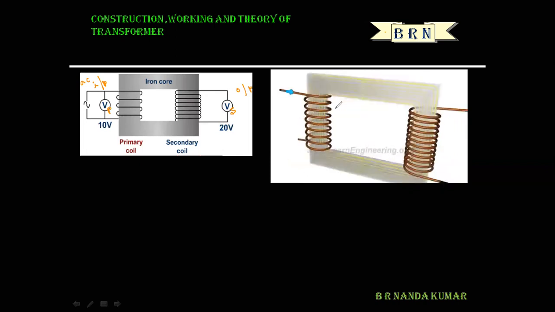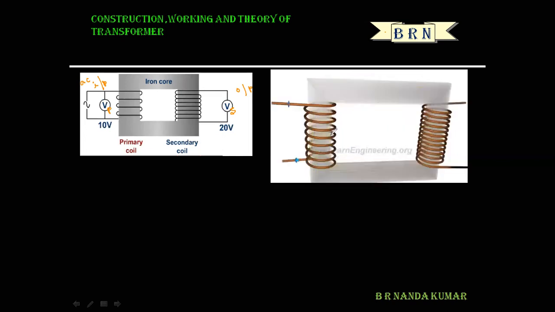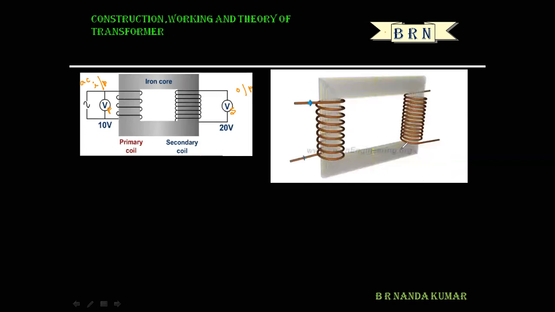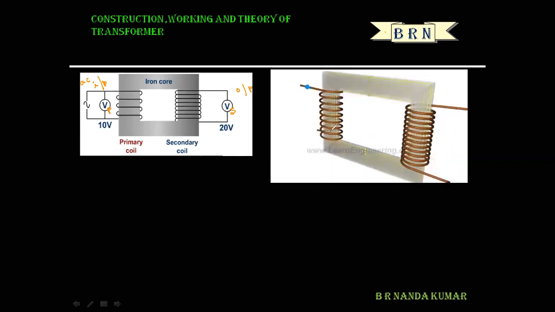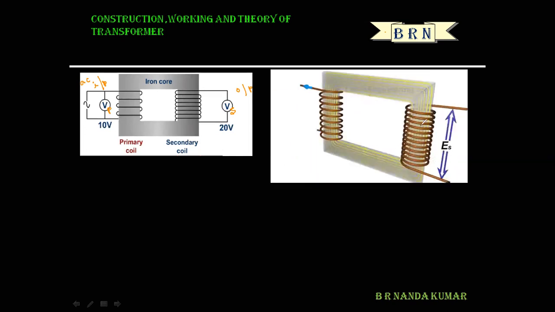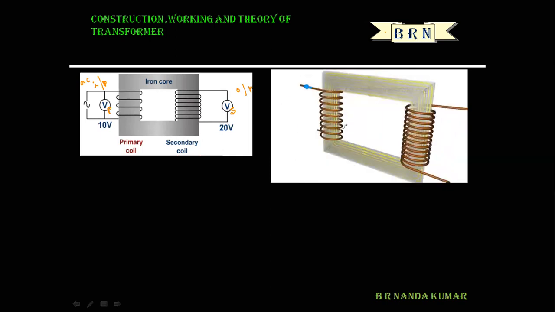So what happens to the magnetic flux linked with the secondary coil? If the current flowing through the primary coil gradually increases, then the magnetic flux linked with the secondary coil also gradually increases. That means the magnetic flux linked with the secondary coil changes, and that is due to the rate of change of current in the primary coil, is it not?